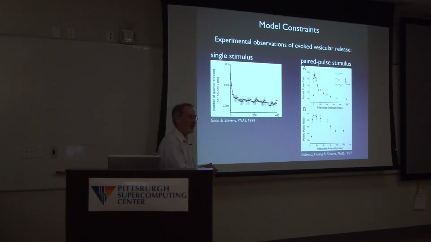And then other experimental constraints on the model are observations, such as after a single spike in an axon, this is the measured release profile of synaptic vesicles from the presynaptic terminal. This is number of quanta released per bouton per millisecond after a single spike in an action potential. And then if I put in a pair of spikes with a certain interpulse interval, I should see this ratio of facilitation occur from the presynaptic terminal.